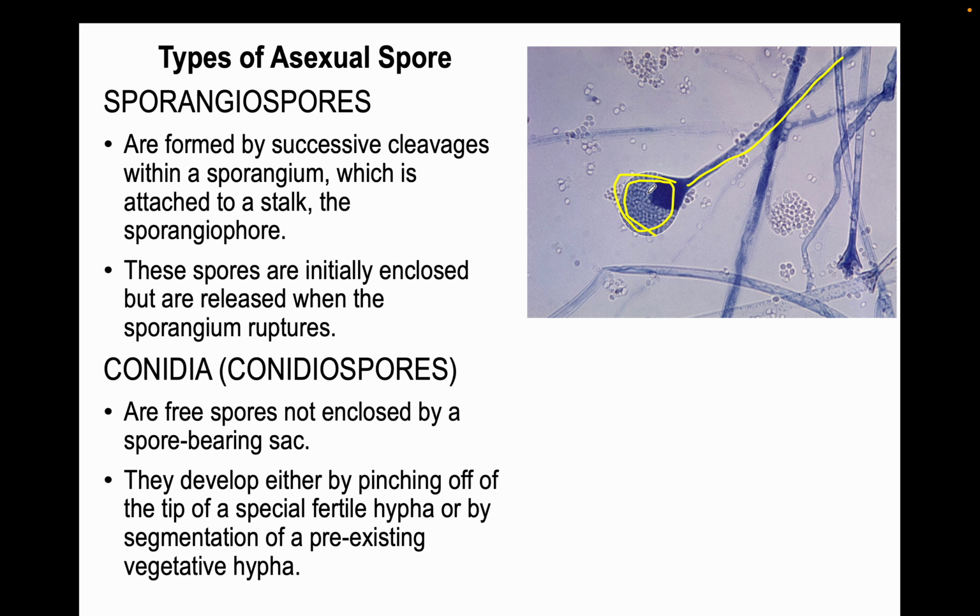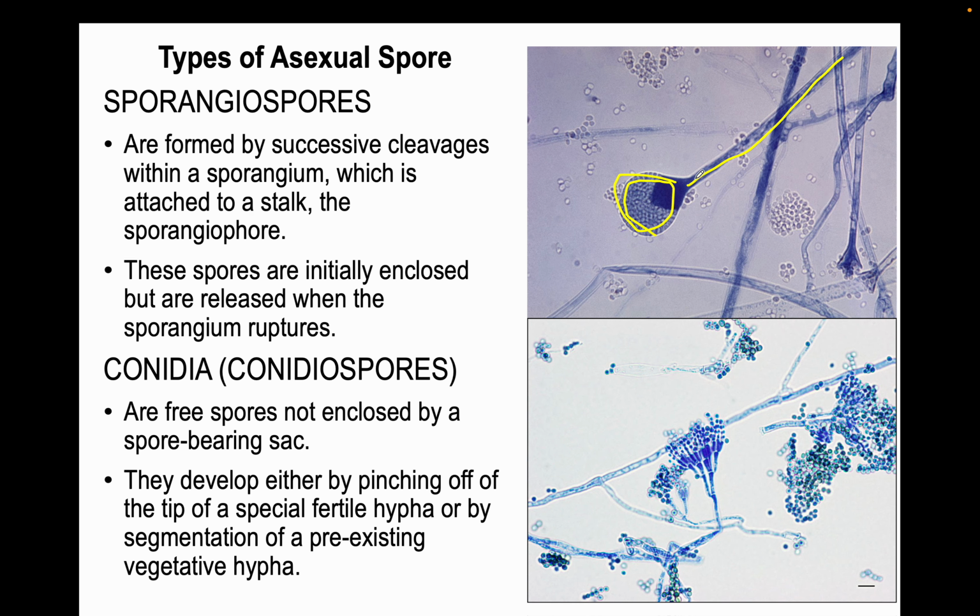The second type of asexual spore are conidia or conidiospores. These spores, unlike sporangiospores, are free. They are not enclosed within a spore-bearing sac. They develop either by pinching off on the tip of a special fertile hypha called the conidiophore, or by the segmentation of already existing vegetative hypha. In Mucormycota, sporangiospores are common as asexual spores, while for some non-Mucormycota fungi, like Penicillium, here you can see the conidiophore, with the conidiospores on the tip of the fertile hypha, and they are free, naked asexual spores, these structures here.